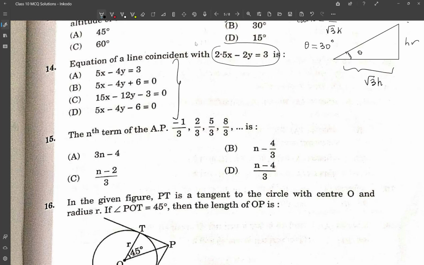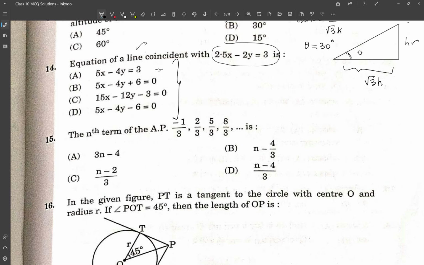Whatever is given, that equation, if there is another line equation that is exactly the same as the given equation, then that line equation is coincident with the given line. So which means we'll check one equation at a time.